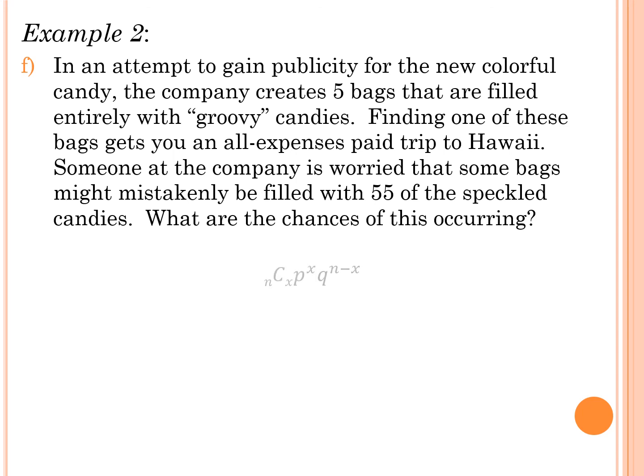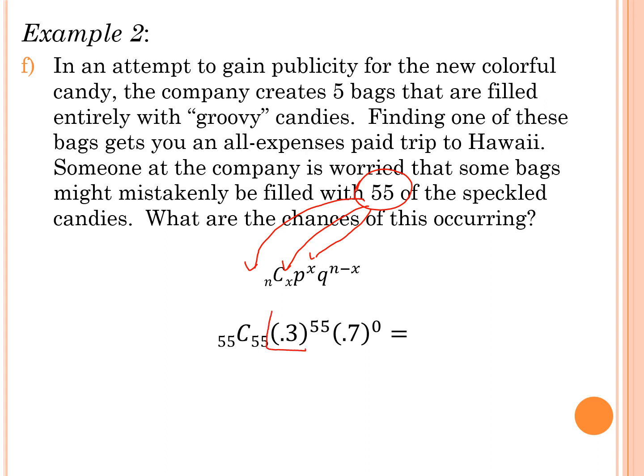Let's do this one the old way with the binomial probability equation. Our sample size is 55, and we want all 55 to be chosen as speckled. So 55 is also the x. So we have 55 choose 55. There's a 0.3 chance that an M&M is speckled, and we want all 55 to be speckled. The 70% chance that it is not speckled gets an exponent of 0 because we don't want any chosen that are not speckled. This gives us a probability of 1.74 times 10 to the negative 29th. It's very unreasonable to have this worry that these bags might mistakenly be filled with all groovy candies.